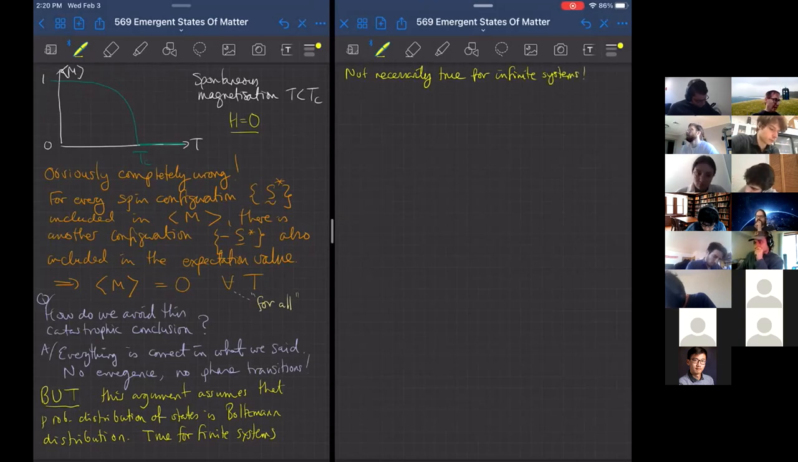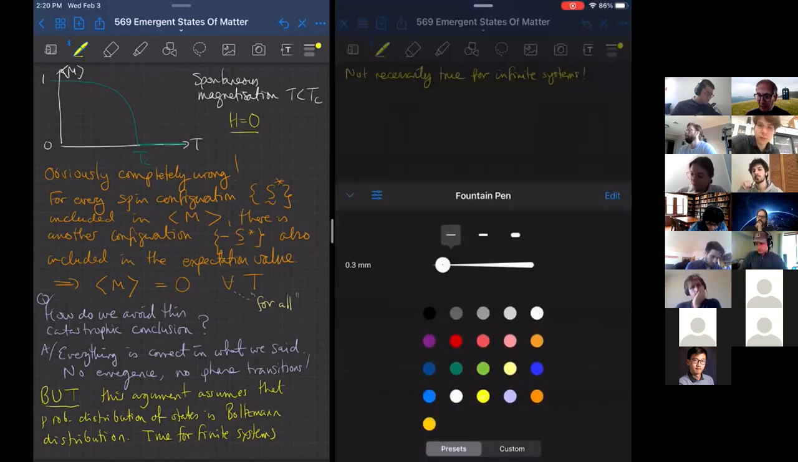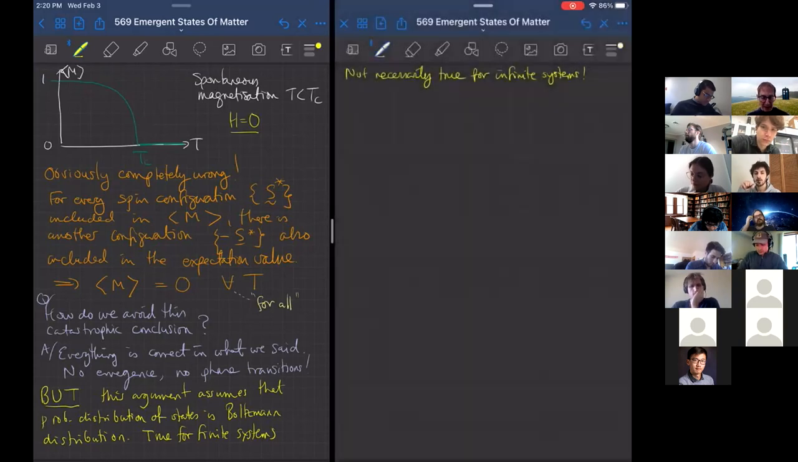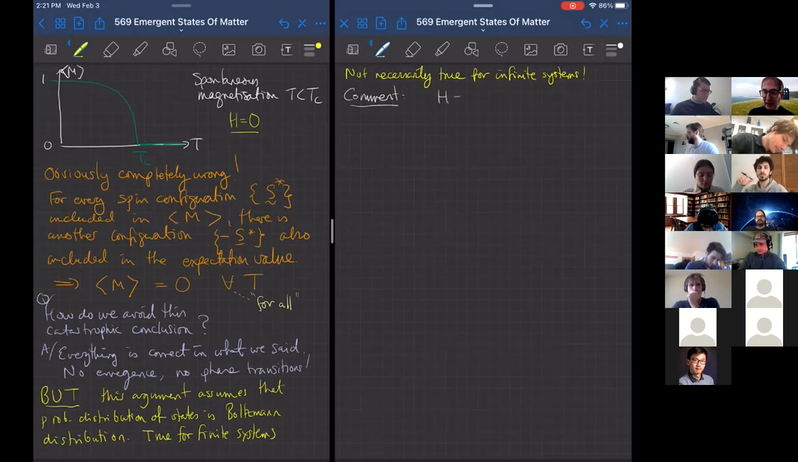So let's talk about why that's true. First thing I want to make sure you understand is another part of this argument. Let me make this comment: when h is equal to zero.